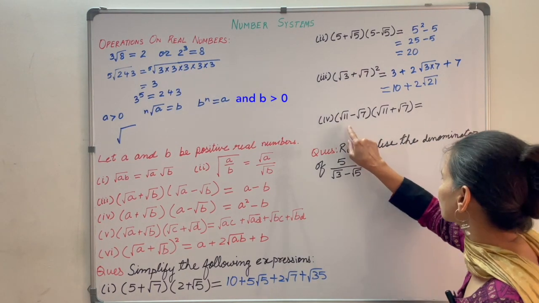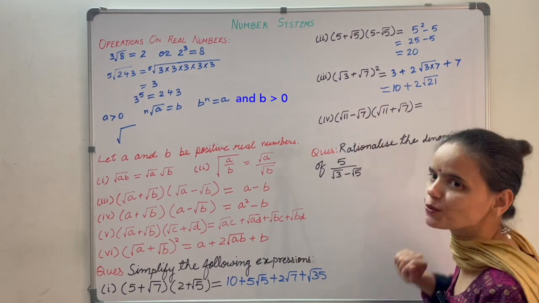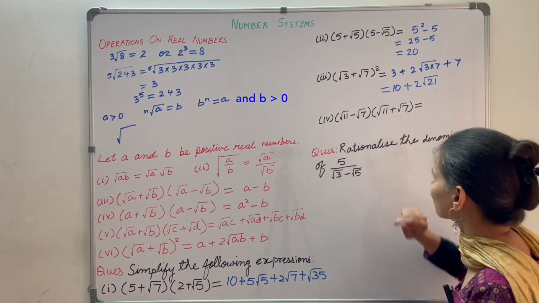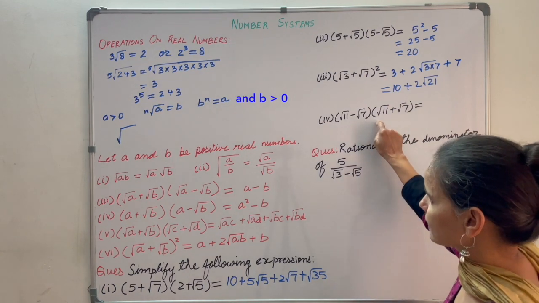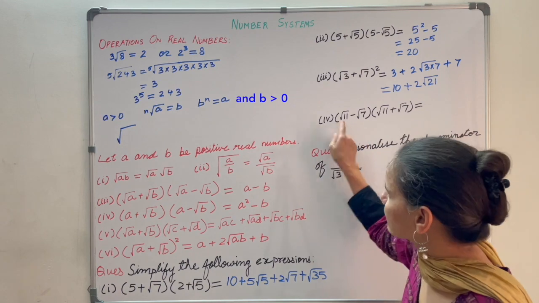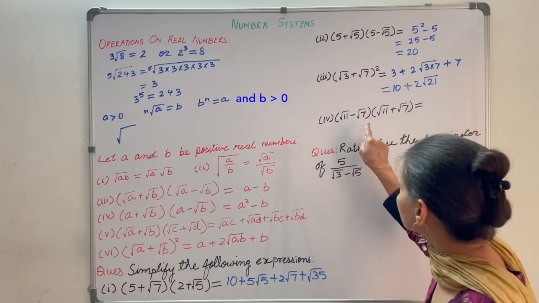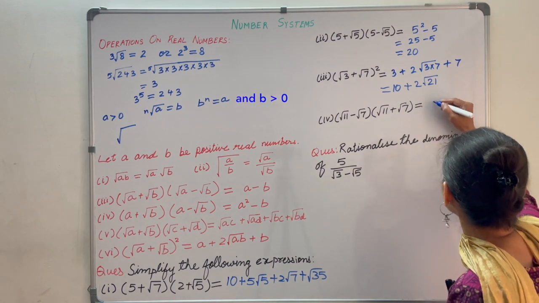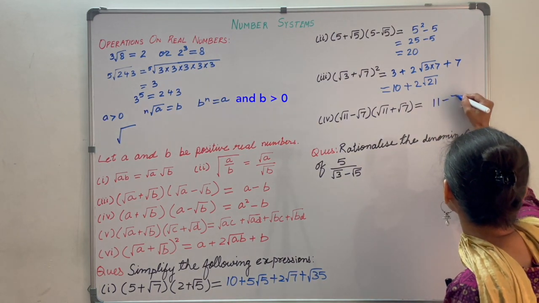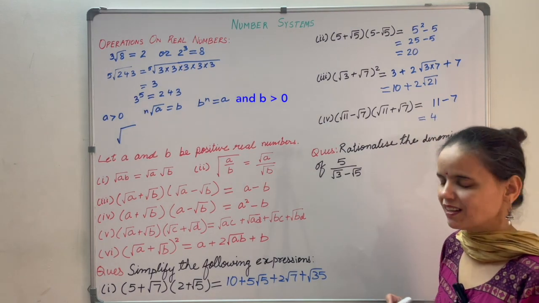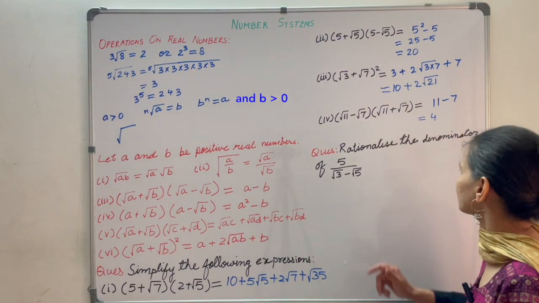Inside the brackets you have square root of 11 minus square root of 7, which is multiplied to square root of 11 plus square root of 7. This is exactly the same as this identity. Here a is 11 and b is 7. So using that we have a minus b. What do you have here? 11 minus 7, and that is equal to 4. Now let us take the next question.